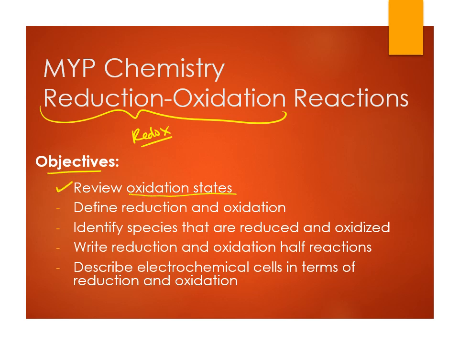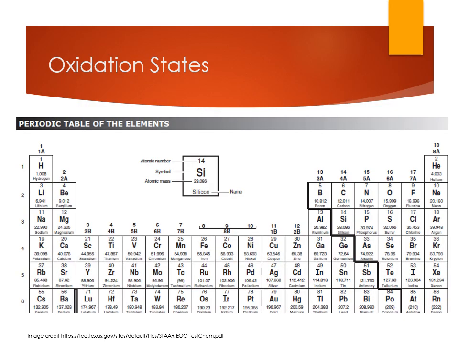Sometimes we refer to these as oxidation numbers or the charges of ions. We're going to define reduction and oxidation. We're going to identify species in chemical equations that are being reduced and that are being oxidized. We're going to write reduction and oxidation half reactions, and then we're going to look at these super cool electrochemical cells, basically how batteries work in terms of reduction and oxidation.